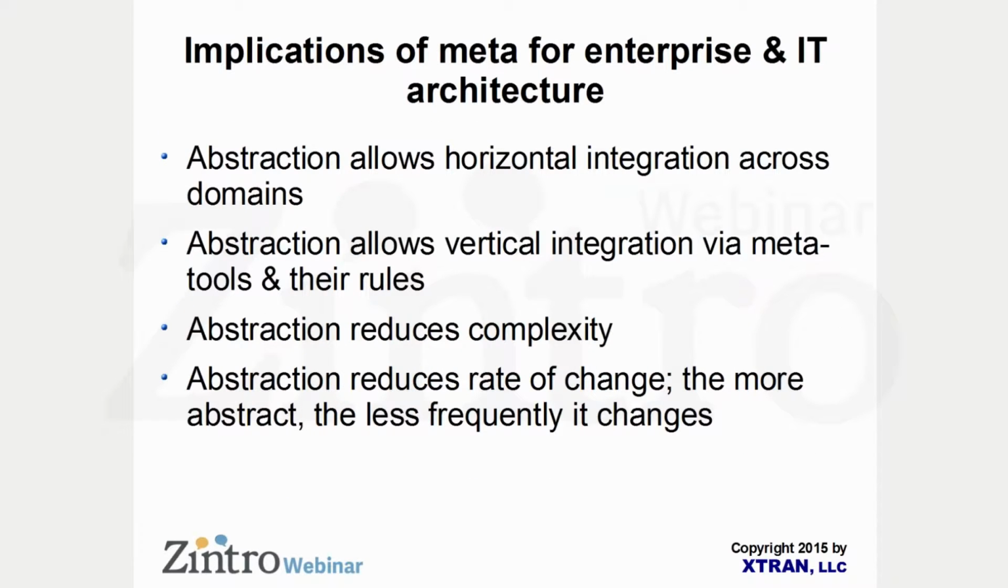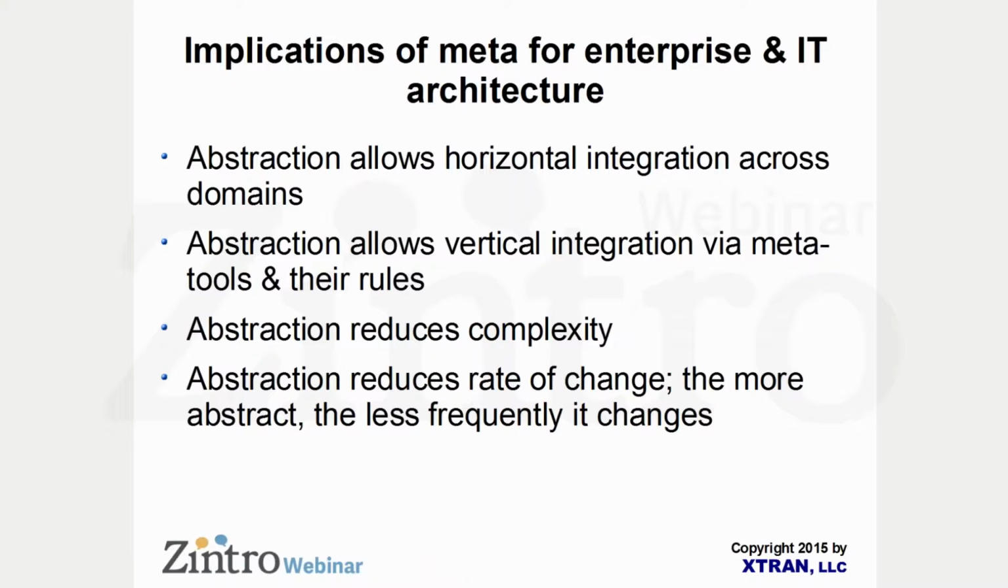Okay, in fact, what are the implications of meta for IT and for enterprise architecture? First of all, when you abstract up from detail, it allows you to integrate horizontally across problem domains. One way to think about this is breaking down silos to see what they have in common and where they can work better together. You can also integrate vertically by using meta tools to capture that abstraction and manipulate it in a vertical situation. Another neat thing about abstraction is that it reduces complexity. Now, it doesn't really reduce it, it hides it. Basically, we're going to abstract up, and use that abstraction to effectively relegate the complexity to a lower level where we can manipulate it more easily.